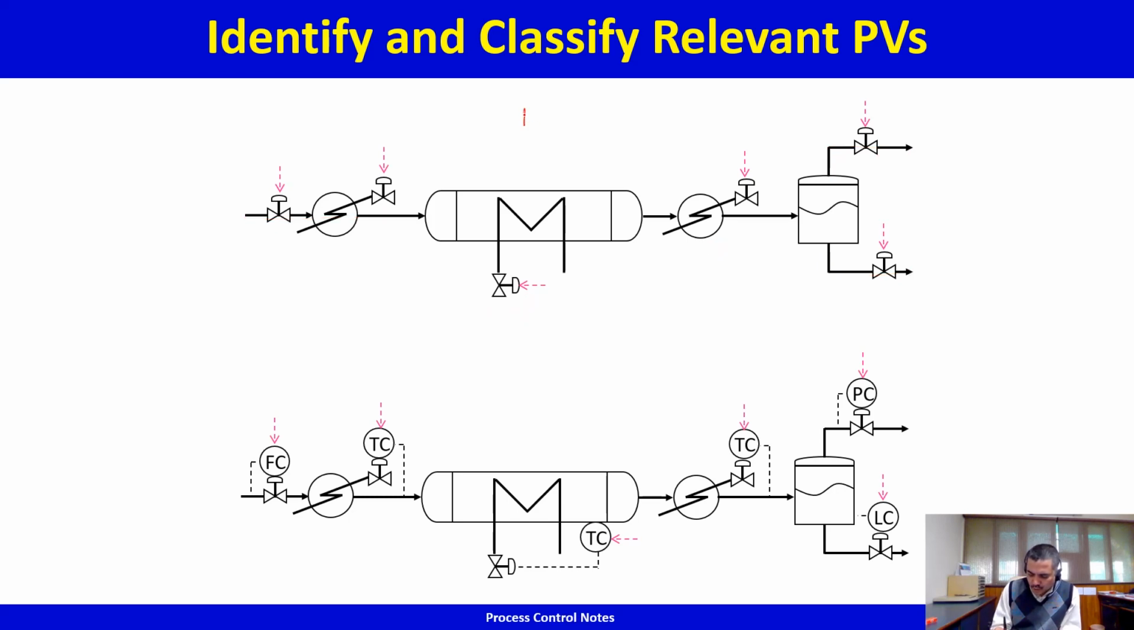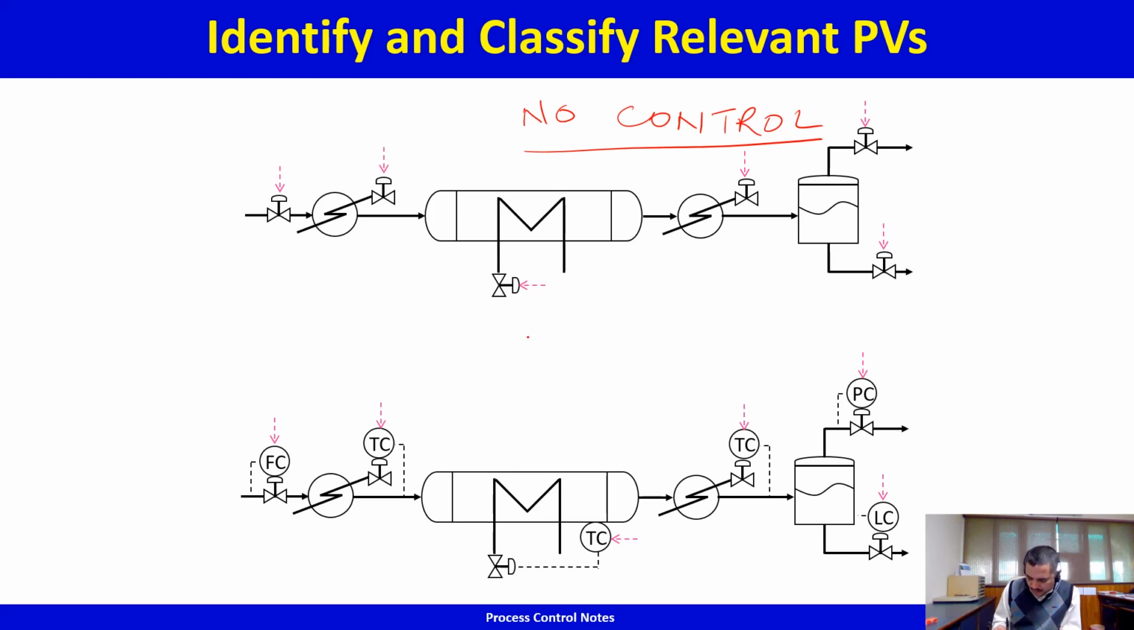This is the no control case, where the operator is directly specifying the valve positions. So what are the process variables for this case, and classify those process variables into input process variables and output process variables.